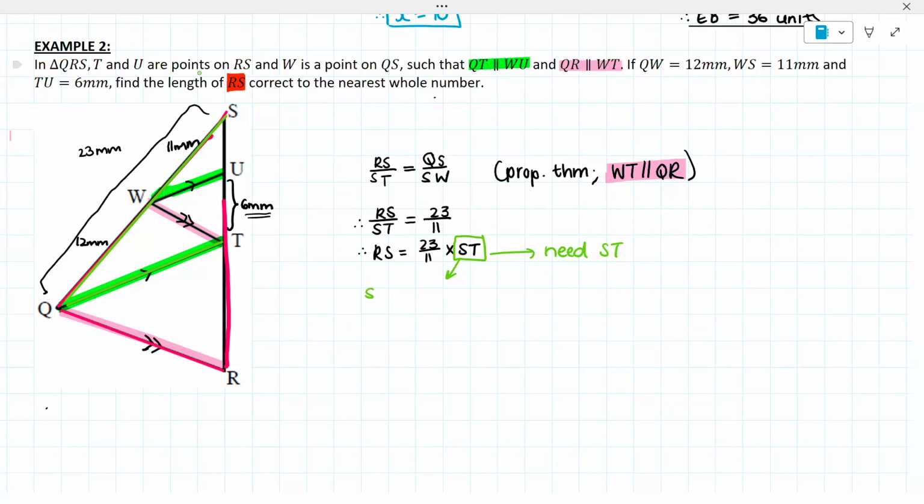So ST is in the green triangle, the whole side length. And we've got UT, so I'm going to put that over UT because I have that information. Which means that, if we match it up, the whole side length is SQ over, and if you match up UT, that's WQ. Prop theorem, WU parallel to QT. Now I'm actually using my green parallel lines. ST is obviously what I want.